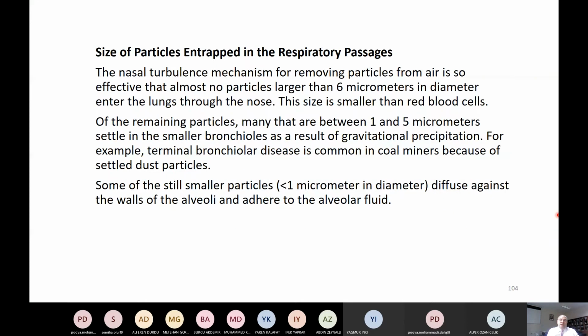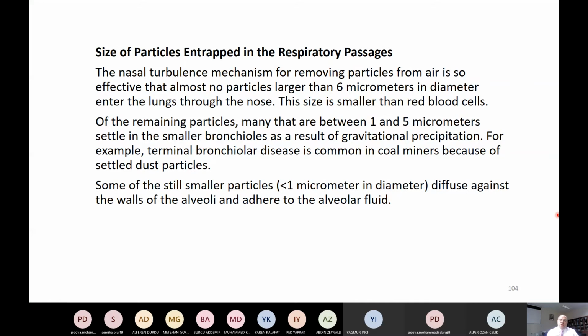The size of particles is important for this trapping in the respiratory passages. The nasal turbulence mechanism for removing particles from air is so effective that almost no particles larger than 6 micrometers in diameter enter the lungs through the nose. This is a size a little bit smaller than red blood cells.